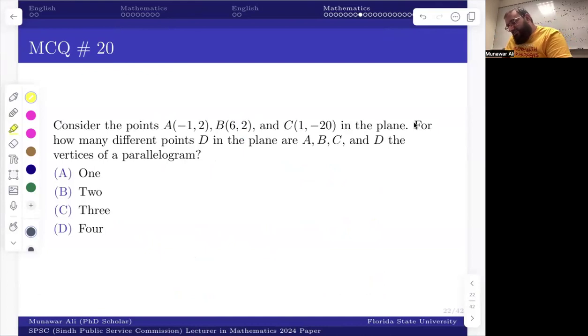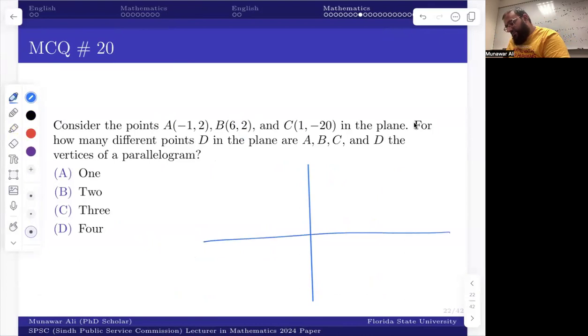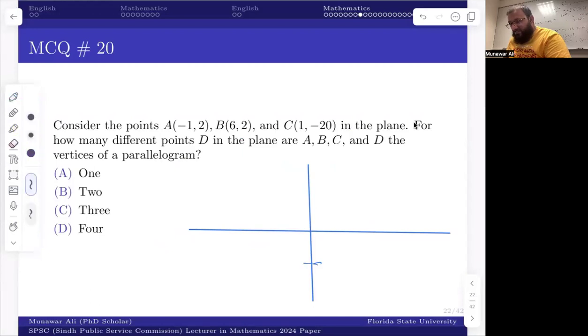So we have 3 points. So I'm going to draw, sorry for this, a 2D plane. Like, man, what am I doing? Okay, I'm going to remove this and maybe redraw it.